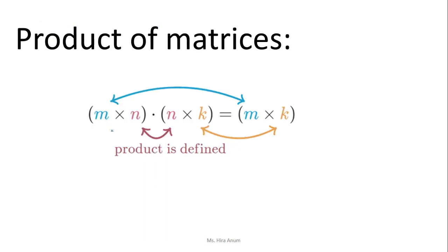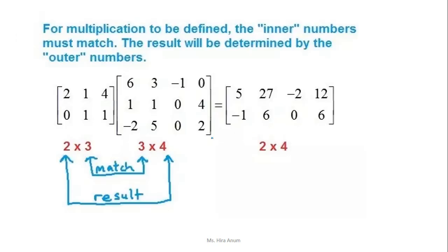Product of matrices. You can multiply m cross n and n cross k. N will be cancelled; m n means here we are taking from rows and here we are taking from columns. So this is m cross k. You can see this 2 1 4 0 1 4, and this is a 3 cross 3 and 2 cross 3 matrix. Then you compare the order of columns and the order of rows.